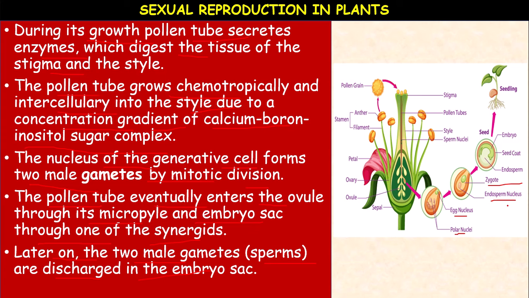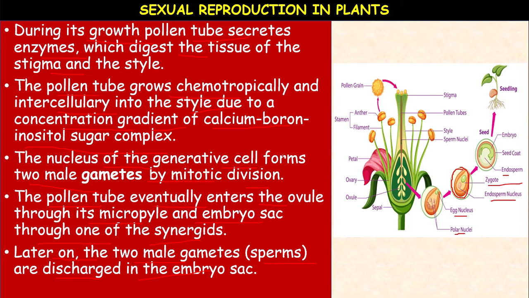Two types of fusion, what are they? Syngamy and triple fusion take place in the embryo sac. This is the embryo sac. As a result of the fusion of the secondary nucleus or polar nuclei with the male nucleus, a triploid endosperm nucleus is formed. It develops into endosperm. And the phenomenon is called double fertilization, triple fusion.